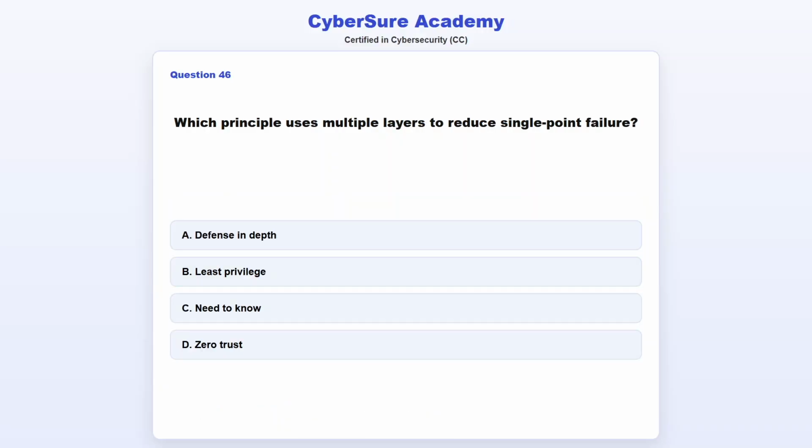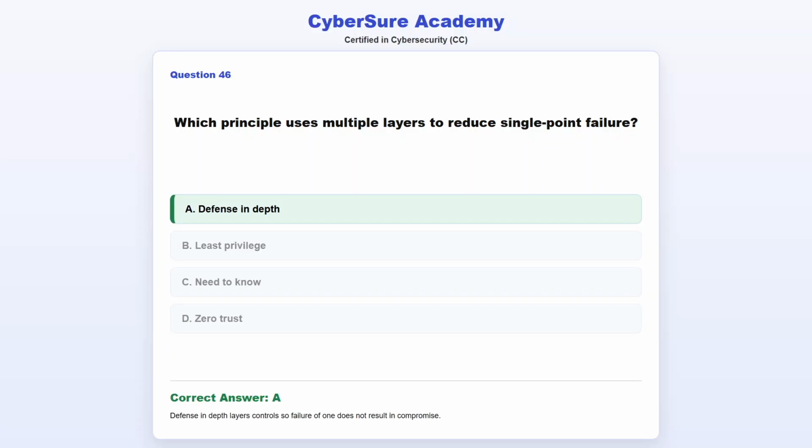46. Which principle uses multiple layers to reduce single point failure? A, defense in depth. B, least privilege. C, need to know. D, zero trust. The answer is A, defense in depth. Defense in depth layers controls so failure of one does not result in compromise.